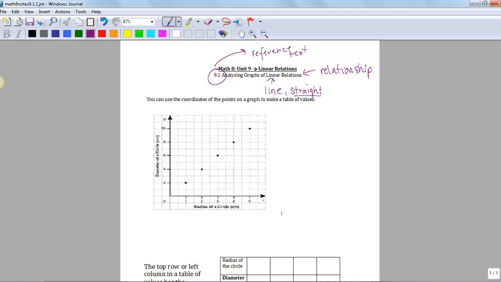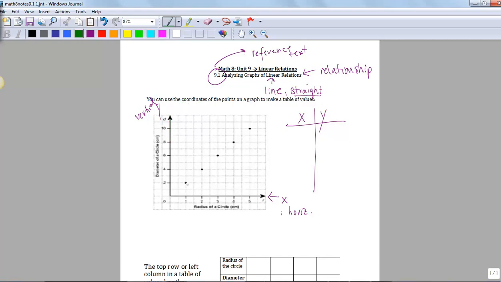It says, you can use the coordinates of the points on a graph to make a table of values. So, table of values is like an X, Y, T chart, right? Looks like that. Now, remember, on the horizontal, that's your X. So, horizontal is left to right, left along the ground. And then your Y-axis is the vertical, right? So that means this is horizontal, this is vertical. I always remember that Y is vertical, because it looks like a big Y, like that. So, whatever you need to do to remember.